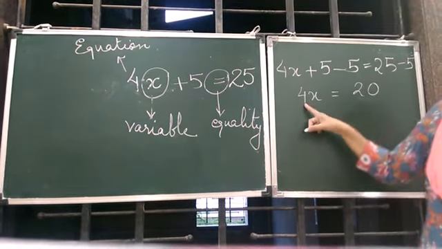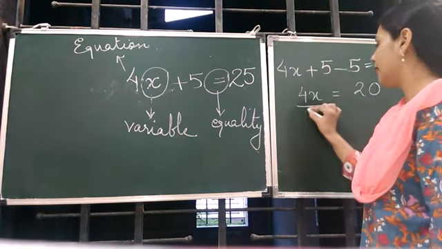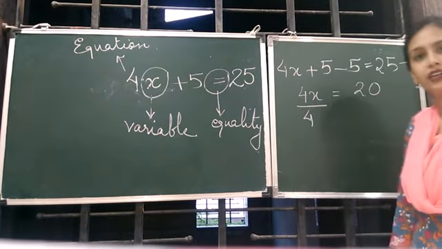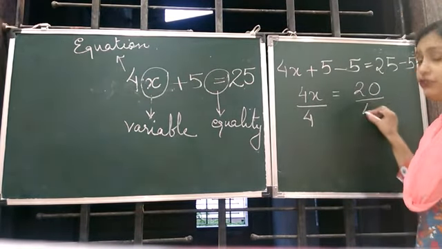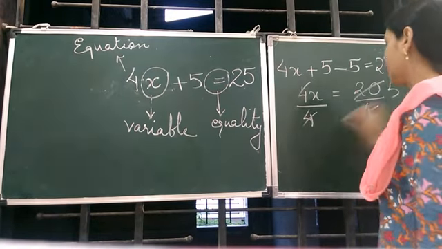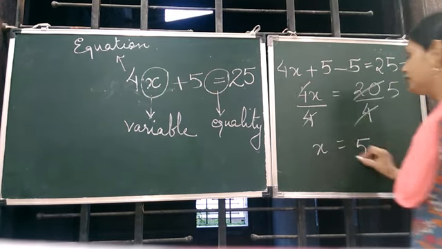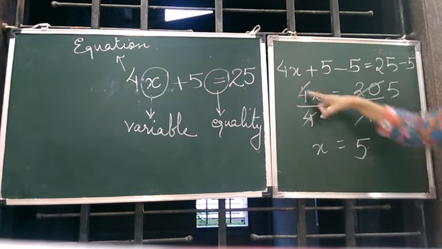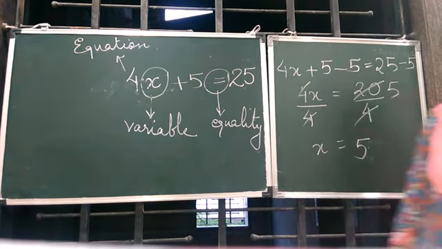Now how to remove this 4? If I divide it by 4, will it go? Similarly, I will have to do it here also. 4 and 4 got cancelled. So the value of x becomes what? 5. So this removing is also known as transposing.